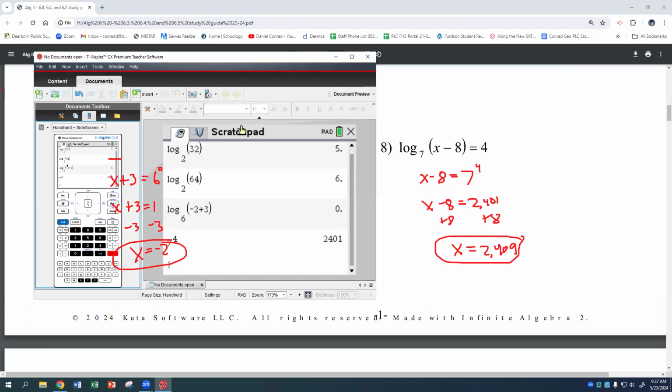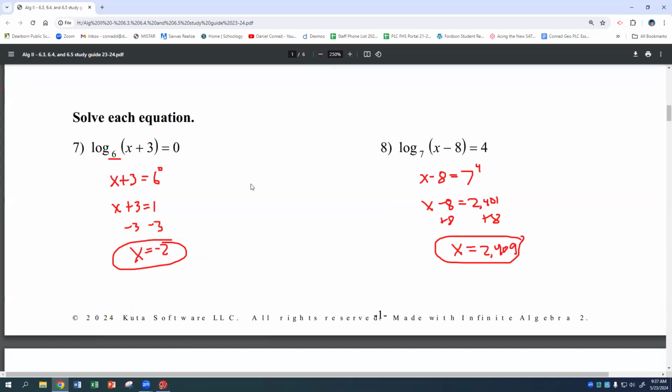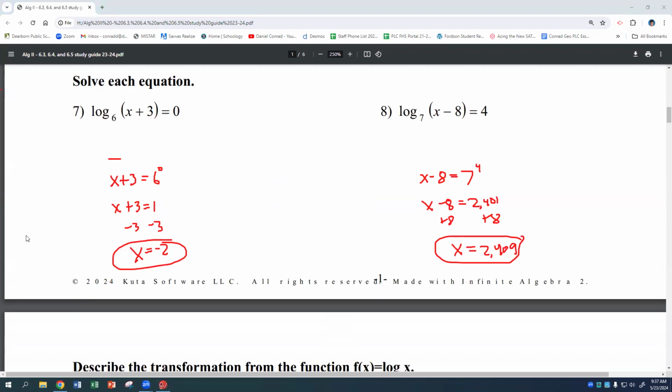So we have log base 7, and then 2,409 minus 8. And that gives us 4. So we've checked our answer successfully. We're good. All right, let's go to the next slide.